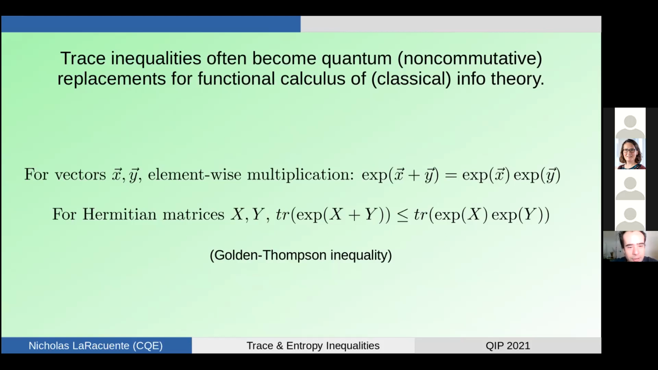So trace inequalities are very powerful in quantum information. They often replace functional calculus or even basic calculus ideas that would appear in classical information. As an example, if we take two vectors with element-wise operations, the exponential of a sum is equal to the product of exponentials. And this holds largely because these are commutative objects. When we take two general Hermitian matrices that may not commute, we no longer have that equality. Instead, what we have is the Golden-Thompson inequality, which relates the traces of exponentials now as an inequality.